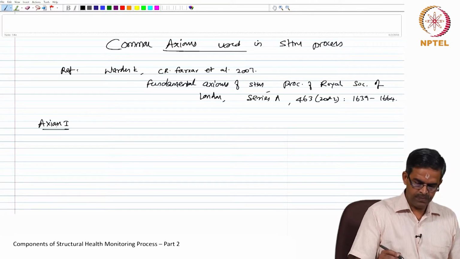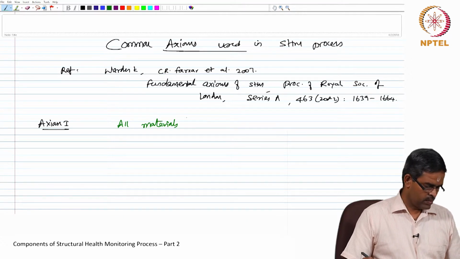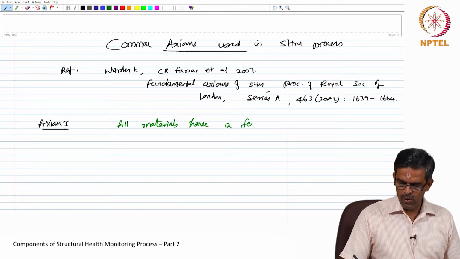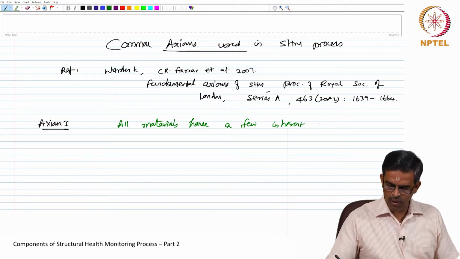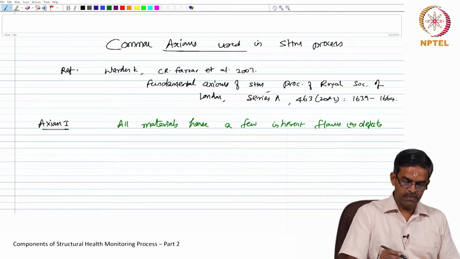Axiom 1: all materials have a few inherent flaws or defects. I mean, there is no material without defect.